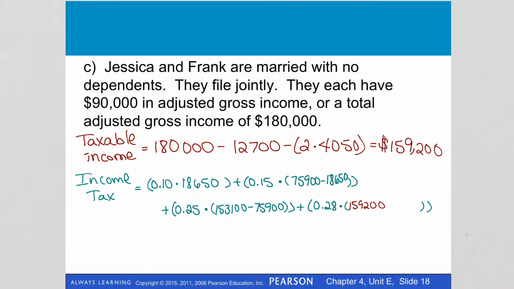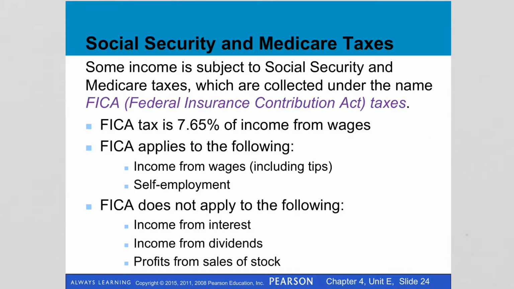$159,200 minus $153,100. So hopefully after working 4 problems of this, you're getting the idea. They end up paying $31,461 in taxes. Okay, there was one more example here.